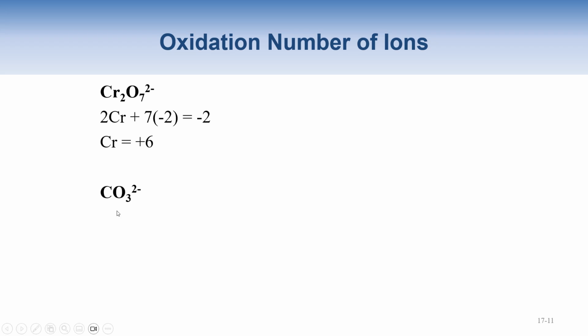Another example here, carbonate. There's 1 carbon. Oxygen we know is -2 because it's a rule. So we have 3 times -2, and we set that equal to the charge, -2. When we do the algebra, we can see that C is +4.